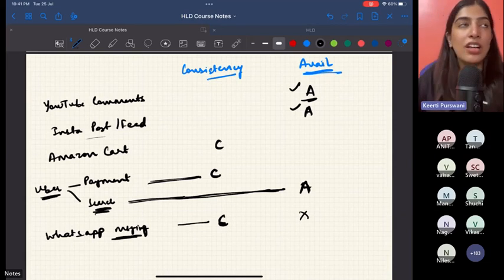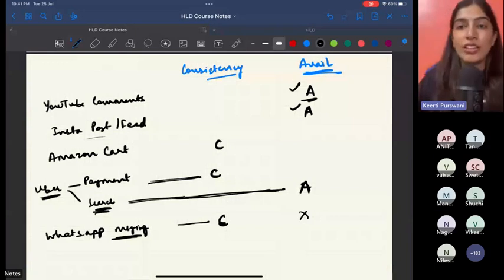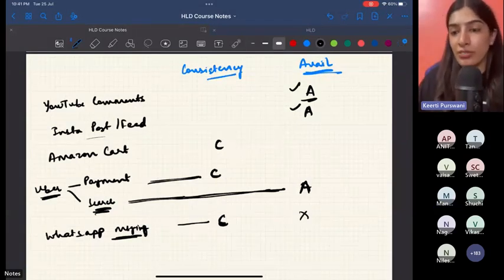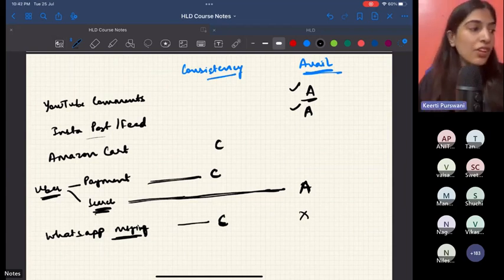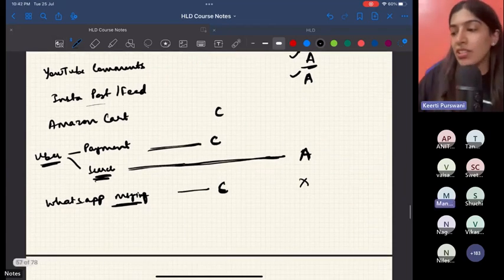Yes, being not available can mean WhatsApp is down, or it can just mean it is buffering. You can handle it in a graceful way in the UI, right? So you could actually buffer it out. Yep. Okay. Let's take one more example.